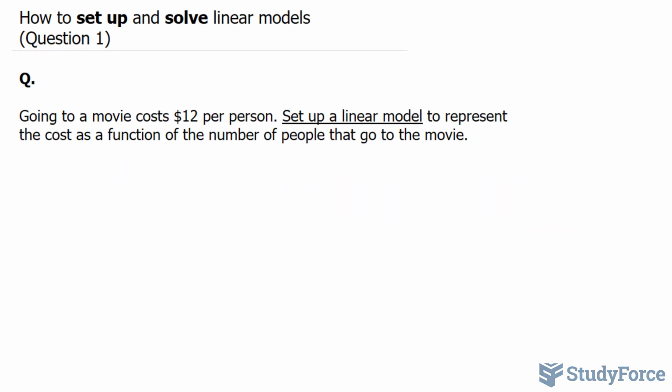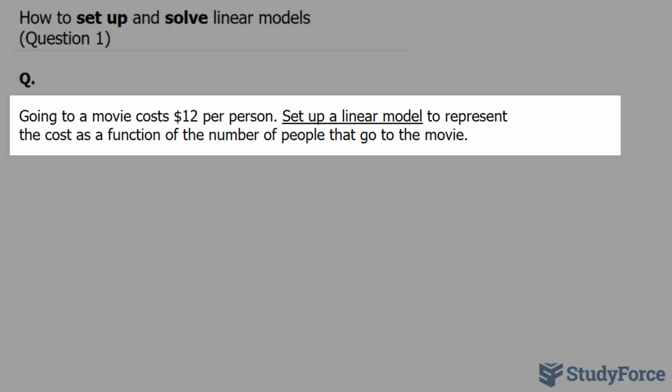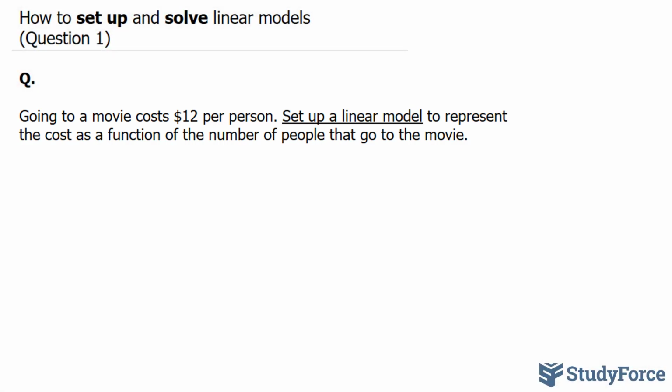In this video, I'll show you how to set up and solve an example involving linear models. This is question number 1. The question reads, going to a movie costs $12 per person. Set up a linear model to represent the cost as a function of the number of people that go to the movie. Just by reading that first sentence, we know that the cost of going to the movie is dependent on the number of people.